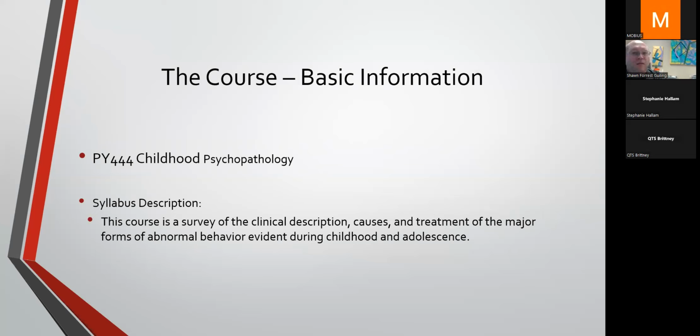So it is, as I said, POI 444, childhood psychopathology. And the syllabus description is that it's just a survey of a clinical description, causes, and treatment of major forms of abnormal behavior evident during childhood and adolescence. Abnormal just being the word that is used for the behavior that we don't expect usually to see in people, in children and adults. This class is focusing specifically on childhood and adolescence.